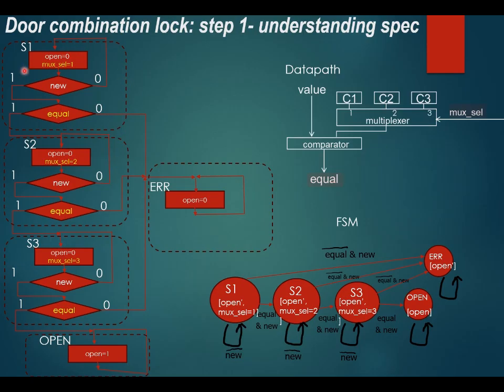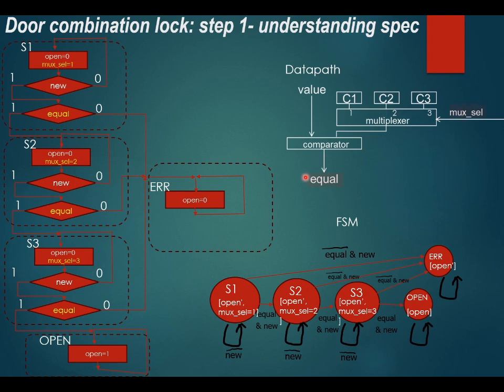So where do you need to put mark select in the ASM chart? Since it is your FSM output, you need to put it in the state box. So in S1, mark select will be updated as 1, because during S1 we want the multiplexer to select C1 to go to the comparator for comparison with the digit entered by the user. In S2 we need mark select to be updated as 2. In S3 we need mark select to be updated as 3. Okay, so we are done with mark select.